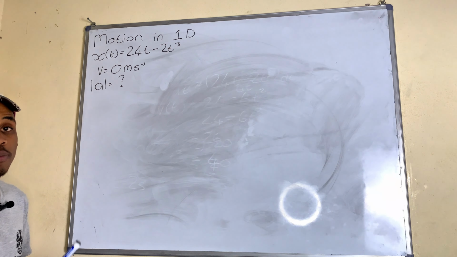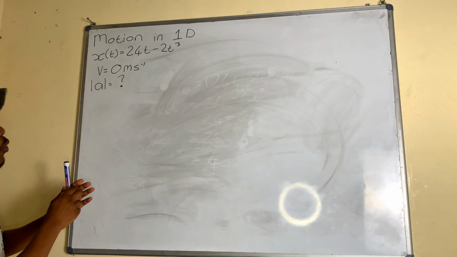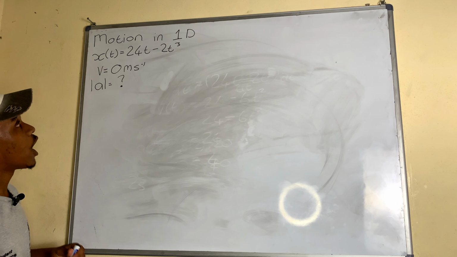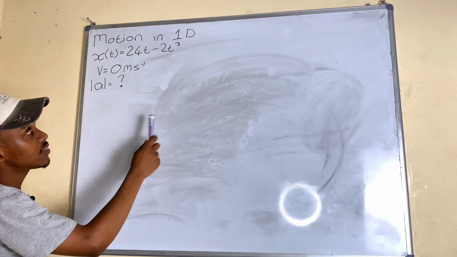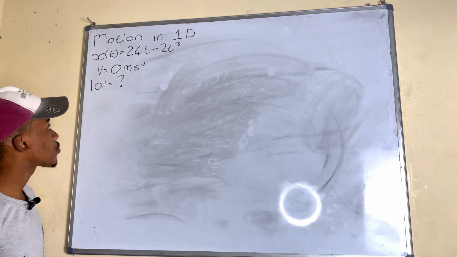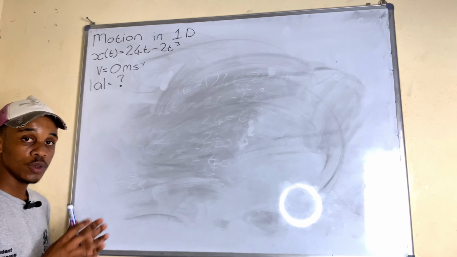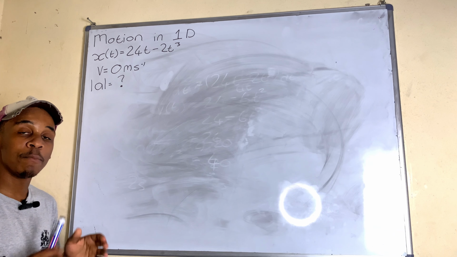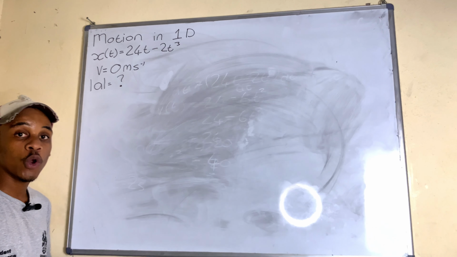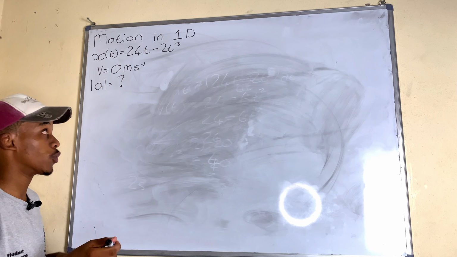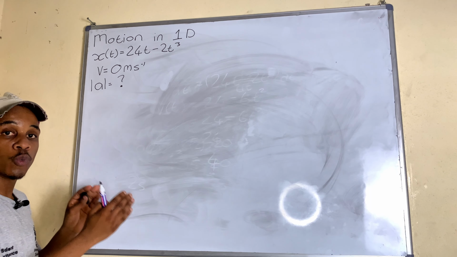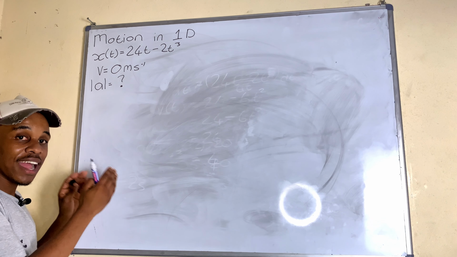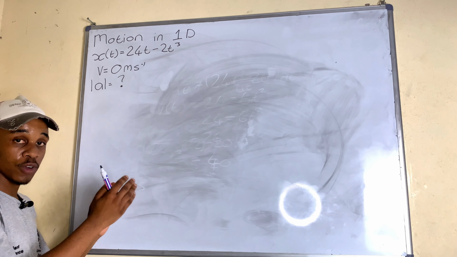Okay, so in this problem, we're given that our position function is 24t minus 2t cubed. What this question asks us to do is find the magnitude of the acceleration when our velocity is equal to 0.